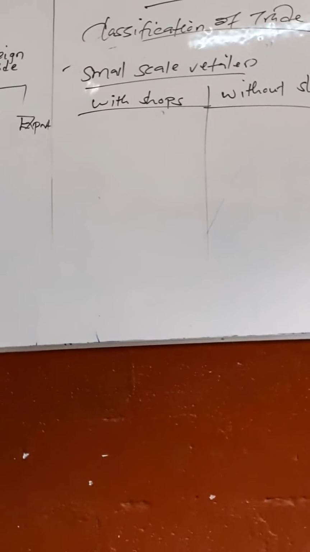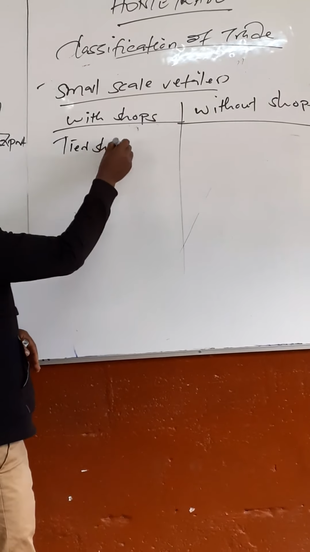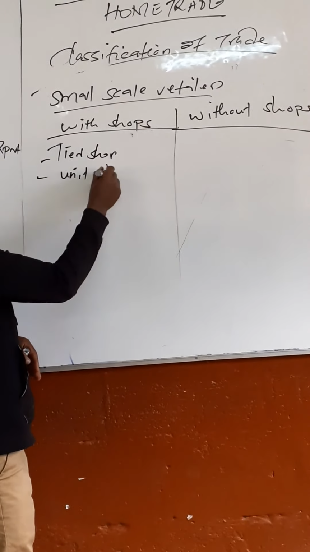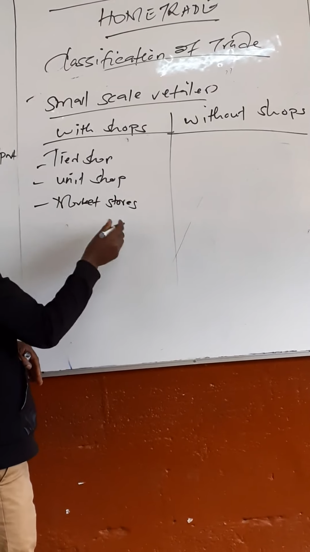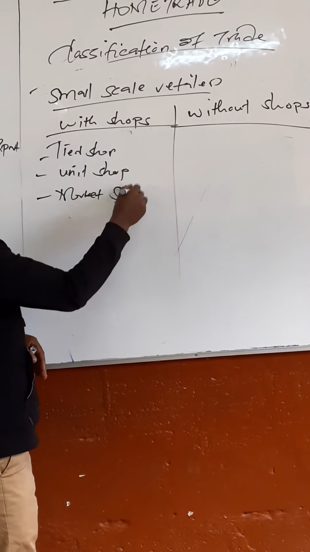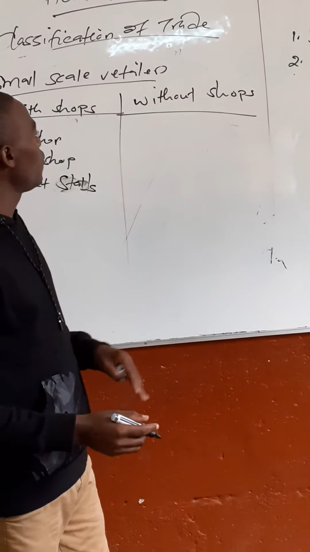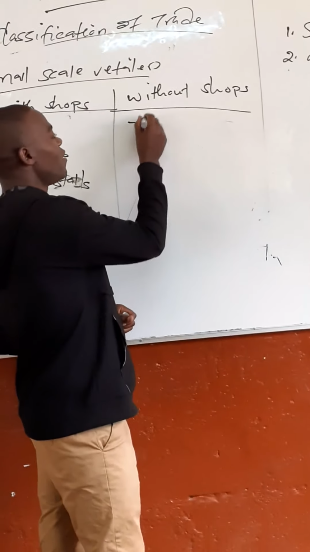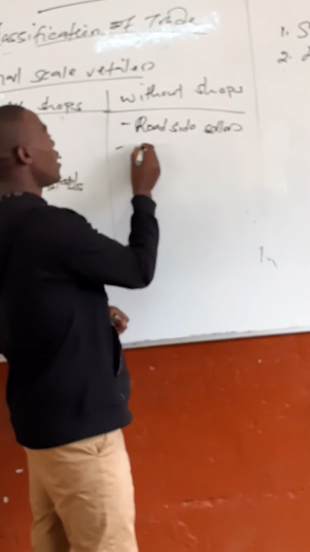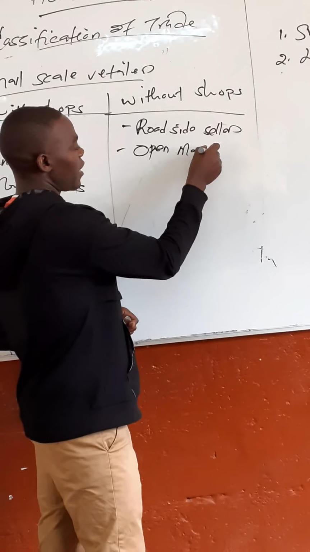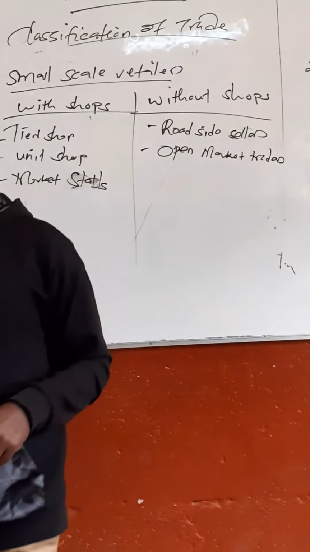Examples of these small scale retailers with shops, we have the likes of kiosk shop, we have unit shop, we also have market stores, among others. Then examples of small scale retailers without shops include the roadside sellers. We also have the open market traders.